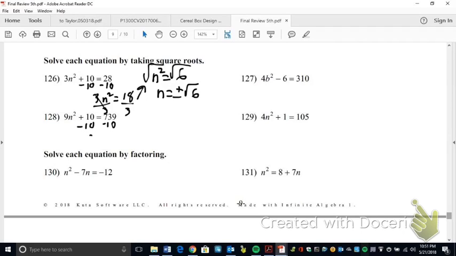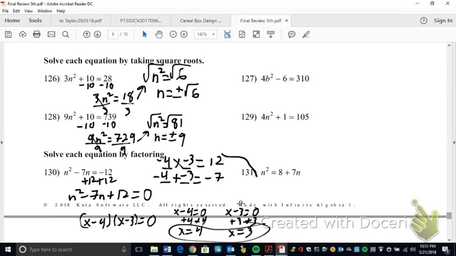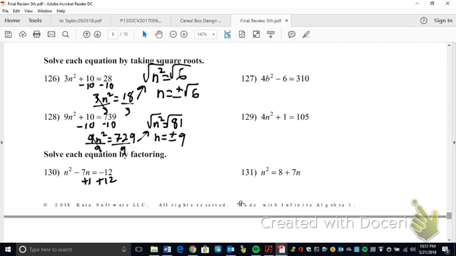Why do we do the plus or minus? Well, think about it. What's 6 squared? 36. And what's negative 6 squared? Also 36. So we put plus or minus to say that it could be either one. But that's our answer. And notice that because we have an equation, because we have an equal sign, we're solving it. Same general idea with 128, except there you end up with a perfect square.